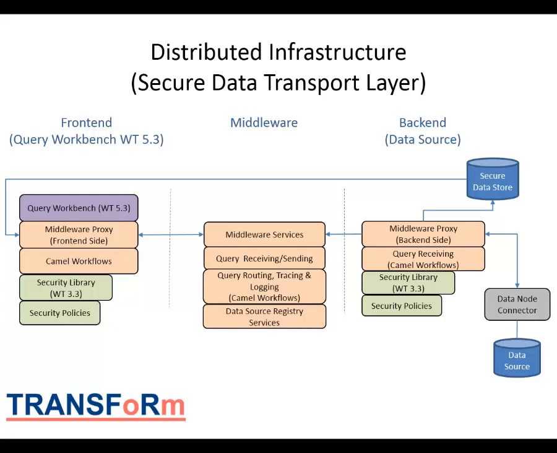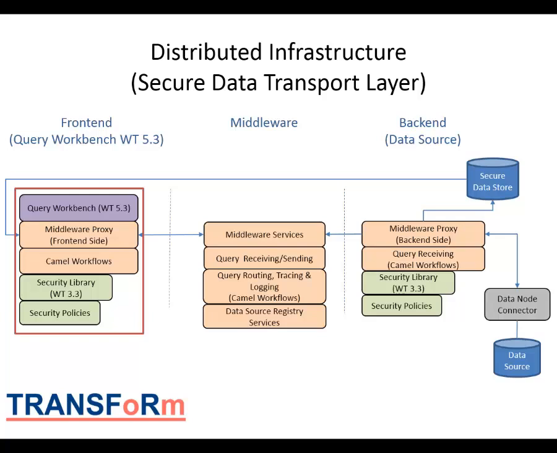The infrastructure is powered by Apache Camel and is split into 3 modules which are distributed across 3 major nodes. At the front end, the middleware proxy provides a simple interface to the query workbench, whilst hiding the complexity of the distributed infrastructure underneath. It allows the workbench to obtain a list of data sources, retrieve the status of existing queries, retrieve results when they are ready, and of course submit a new query.